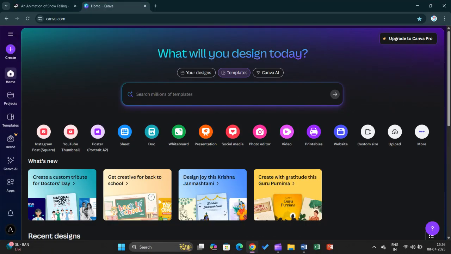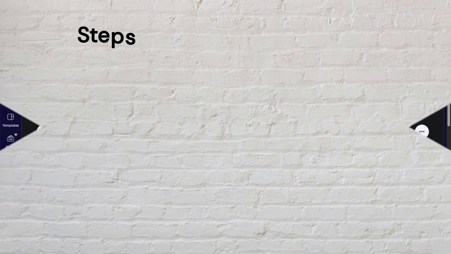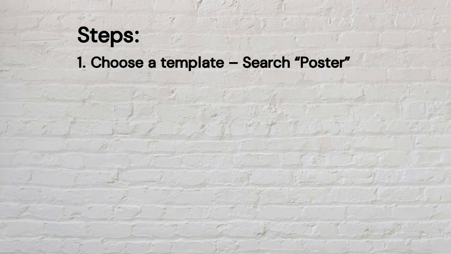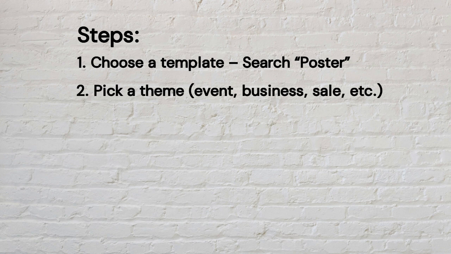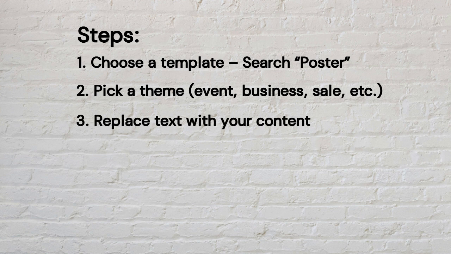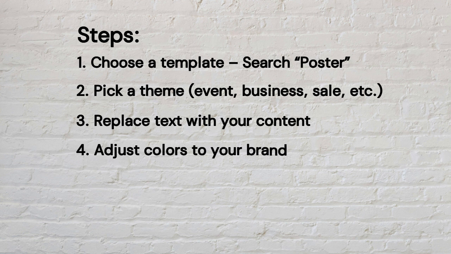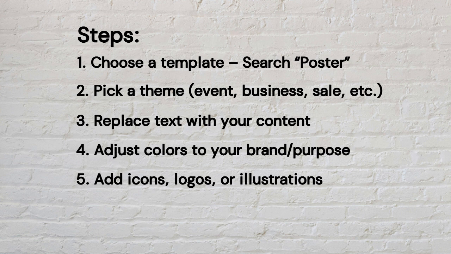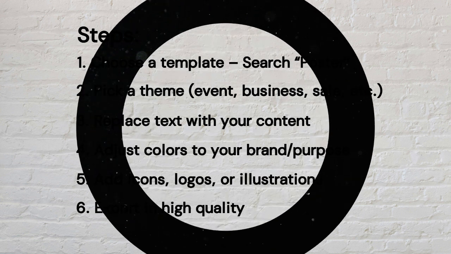This is Canva. It's free, it's beginner friendly, and trust me, it's like cheating in a good way. You don't need to start from a blank canvas. Steps: 1. Choose a template. Search poster. 2. Pick a theme, event, business, sale, etc. 3. Replace text with your content. 4. Adjust colors to your brand purpose. 5. Add icons, logos, or illustrations. 6. Export in high quality.